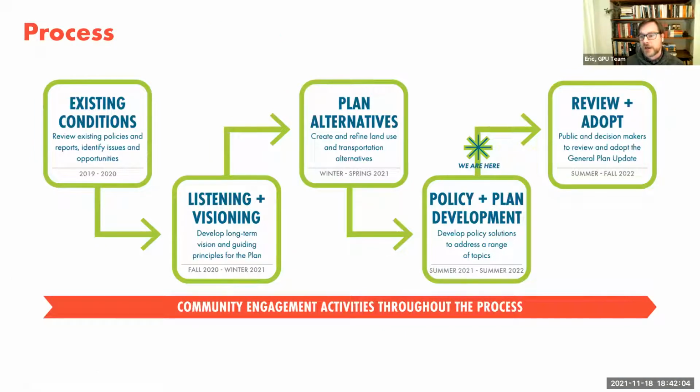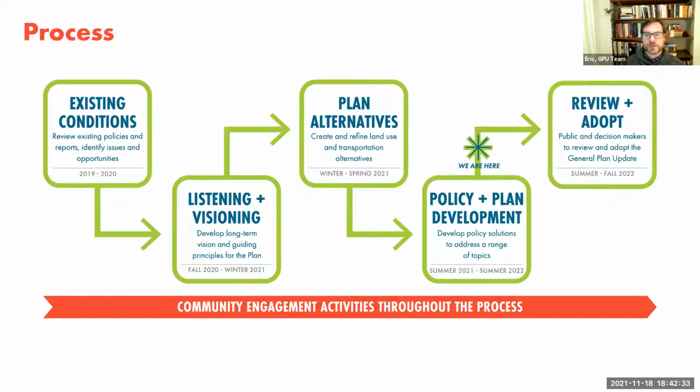The graphic on your screen now really shows a simplified process for the general plan update. We kicked off the process with really a discovery phase where we do things like review existing documents and policies, assessing existing conditions, and publishing a series of reports, these existing conditions reports, which help set the baseline for where we are right now.